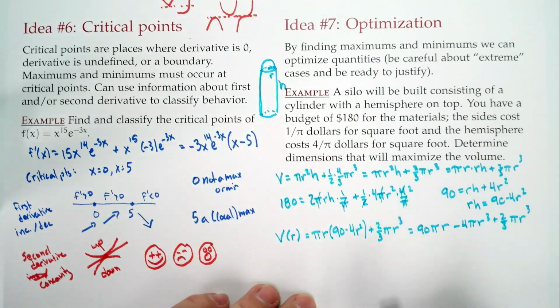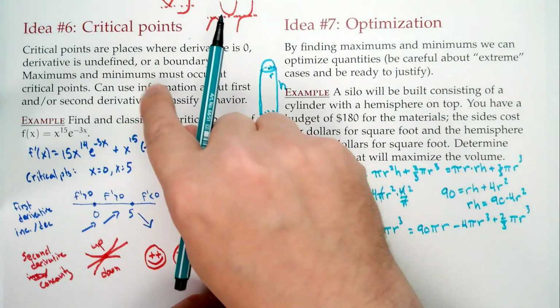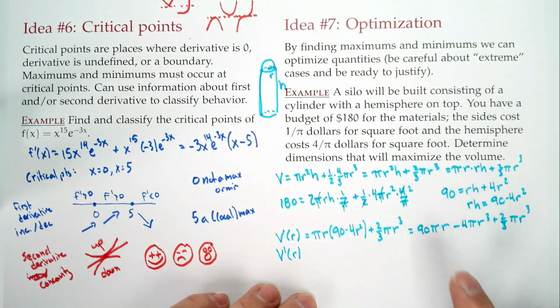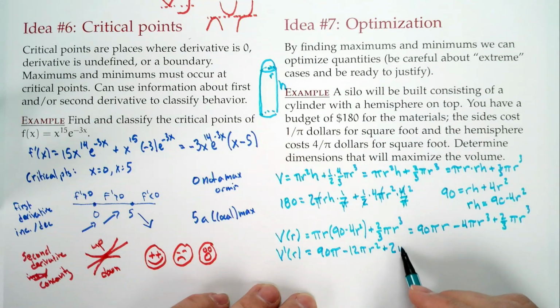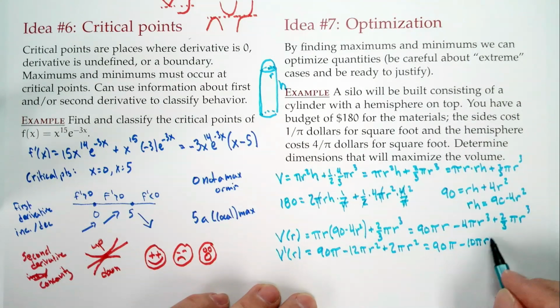Let's go ahead and take our derivative, V prime of R. So we're trying to find a max-min. Max-mins have to occur at critical points. So take the derivative. Here we'll get 90 pi. That's our first term. Minus 12 pi R squared. And here, 3 comes down, plus 2 pi R squared, which is 90 pi minus 10 pi R squared.